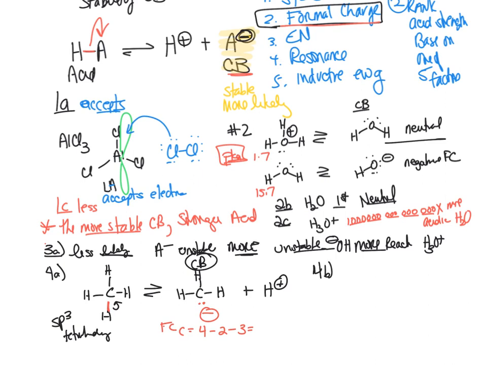Question 4B: which would you expect to be more stable, methane or the conjugate base? CH4 would be more stable. Why? Because it has zero formal charge. Its carbon has its bonding pattern: four bonds, no lone pairs. Predict the direction of the equilibrium based on your answer.